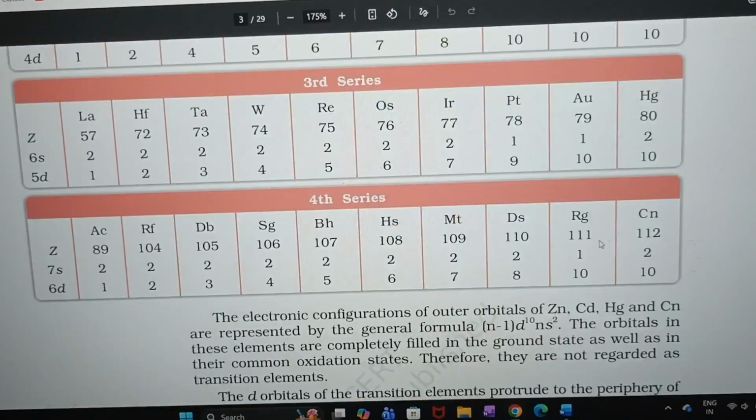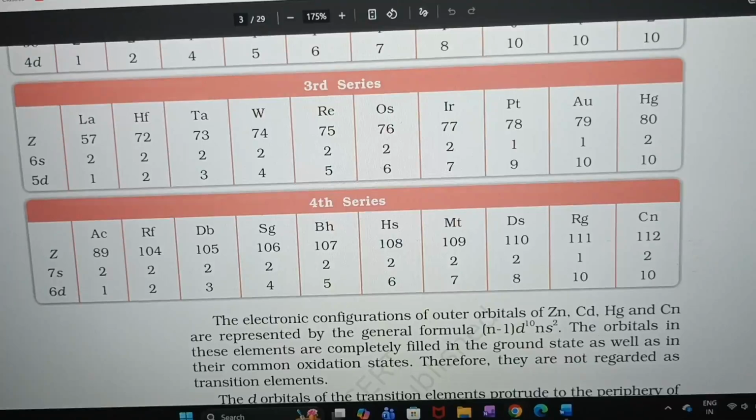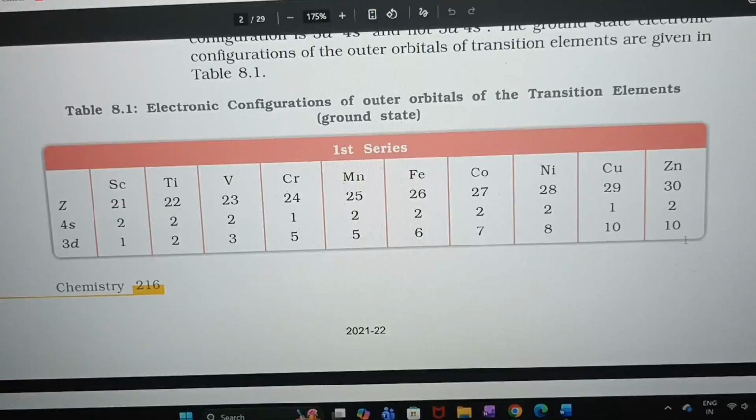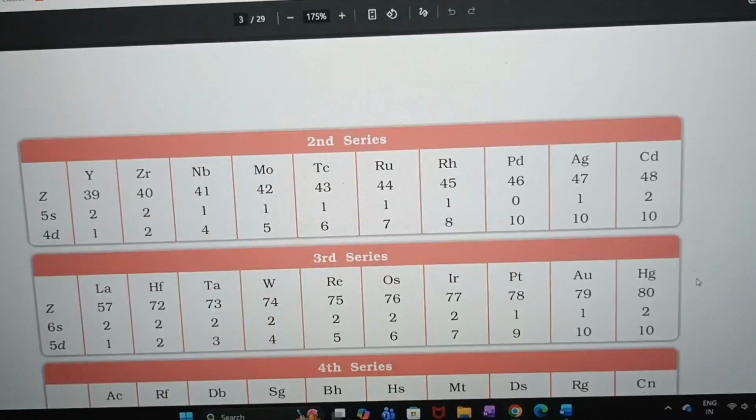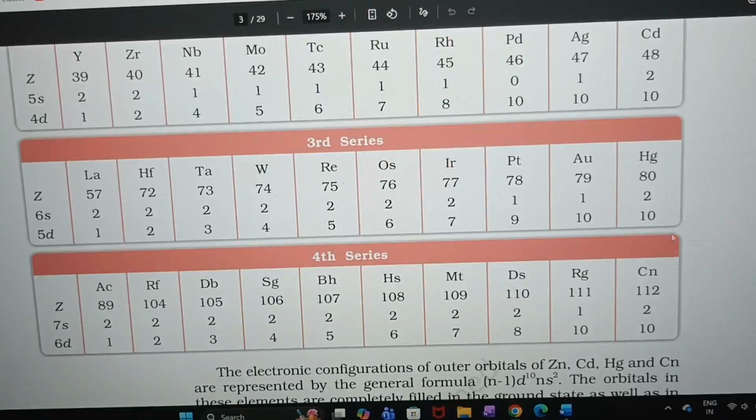copper, silver, gold and roentgenium, though they have 10 electrons, when it comes to their d orbitals, it is completely filled, still they are considered as transition elements, because if you take the +2 state, that is the ionic form, they are having incomplete ones. And if you look at the last elements of every series, zinc, cadmium, mercury and then copernicium, they are all having 10 electrons. They are completely filled, even in the ground state, even at the +2 state. So they will not be considered as transition elements.